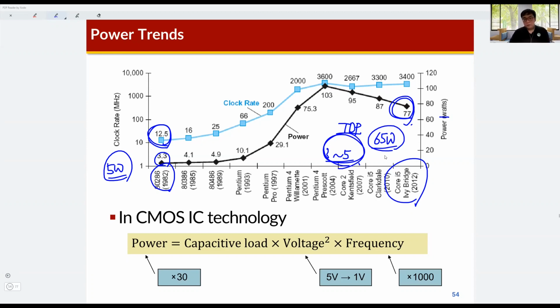So what can we observe? The performance of the processor increases over time, and that's obvious. That means the clock frequency increases, and the power consumption also increases. So performance is increased, and also the cost is increased.